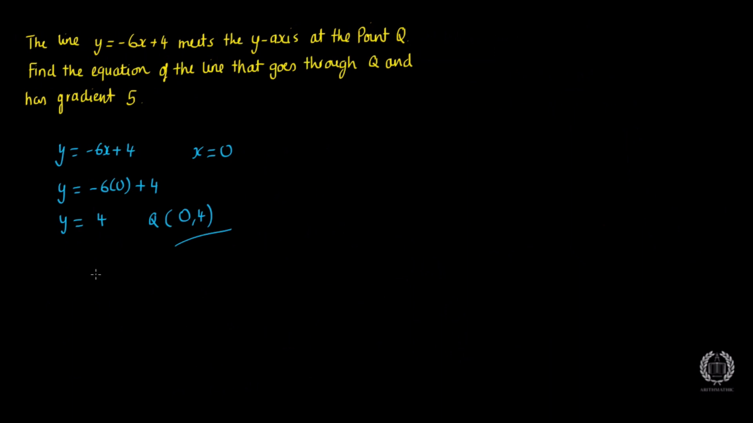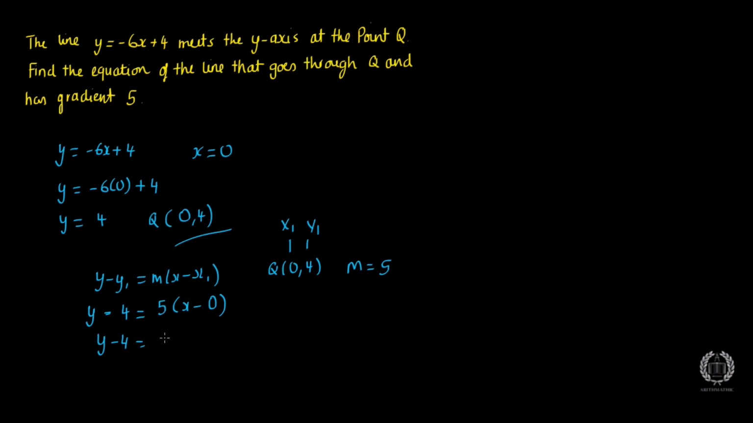To find the equation of the line, I'm going to do y minus y1 equals m(x minus x1). I know my coordinate Q, which is (0, 4), and I know my gradient as well because it's given in the question, which is 5. Now I'm going to label this as x1, y1, and put this inside here. So y minus my y1, which is 4, equals the gradient 5, bracket x minus x1, which is 0. So we can keep y minus 4 here. 5 times x is 5x. 5 times 0 is just going to be 0.